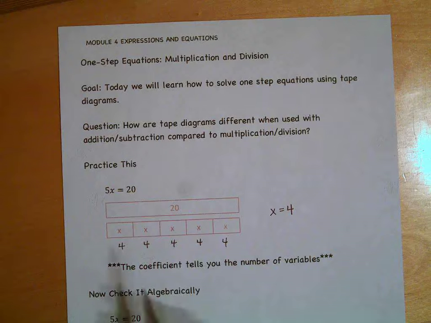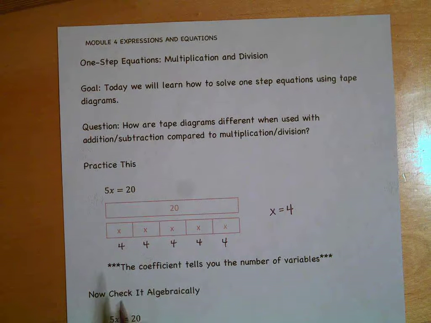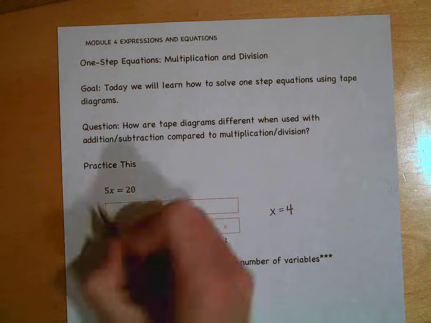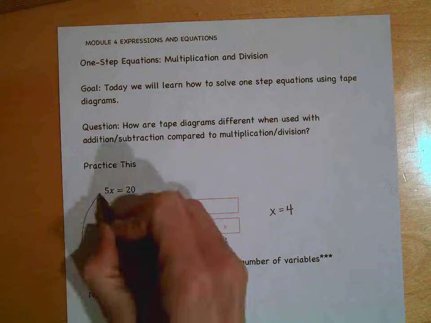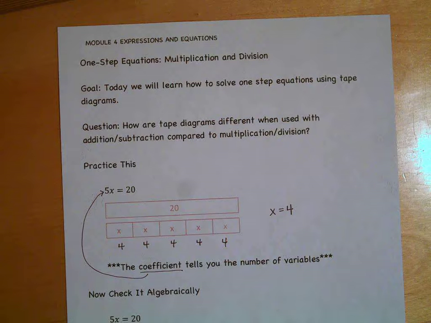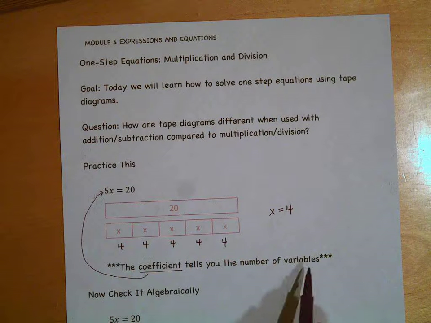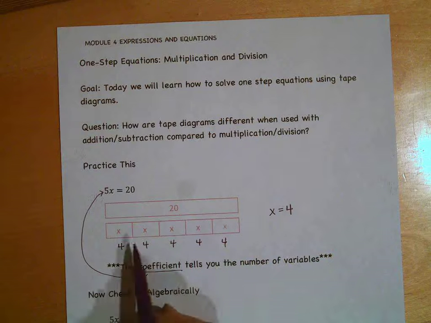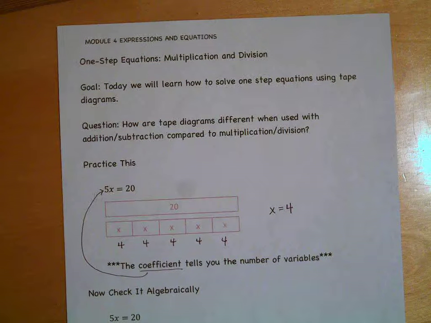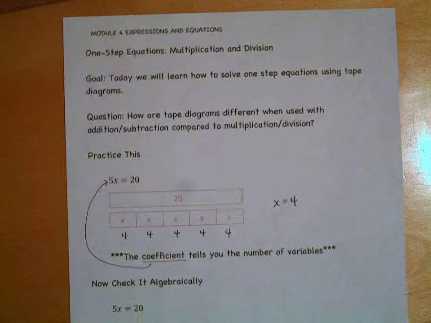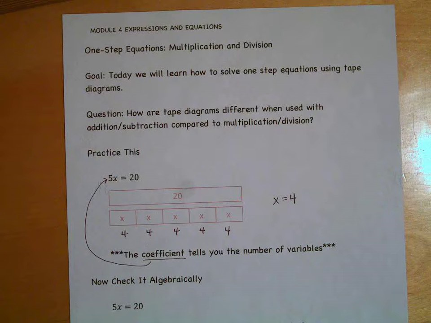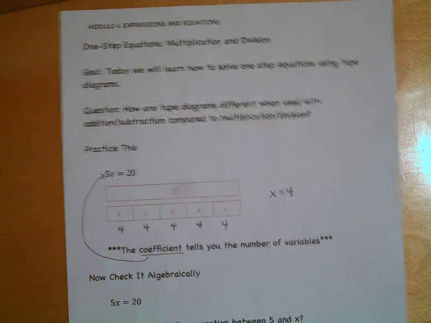Okay? Now, remember, this is another very important part about using tape diagrams when you're trying to solve one-step equations: the coefficient, and remember the coefficient is that whole number, or it could be a fraction, but it's the number that is sitting next to the variable. So the coefficient tells you the number of variables that you have. That's why I knew I had to have 5 x's, because the coefficient told me that I had to have 5 x's.